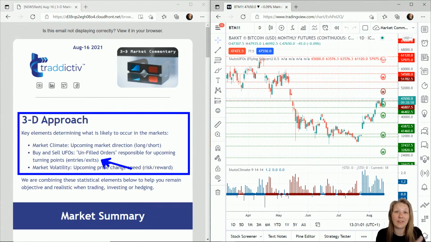So we want to buy where there's lots of other buyers because it's much more likely to push price up. If we're selling, the only way price can go down is if there's more sellers than buyers. So we want to know where the sellers are so we can sell with them and price falls from there.